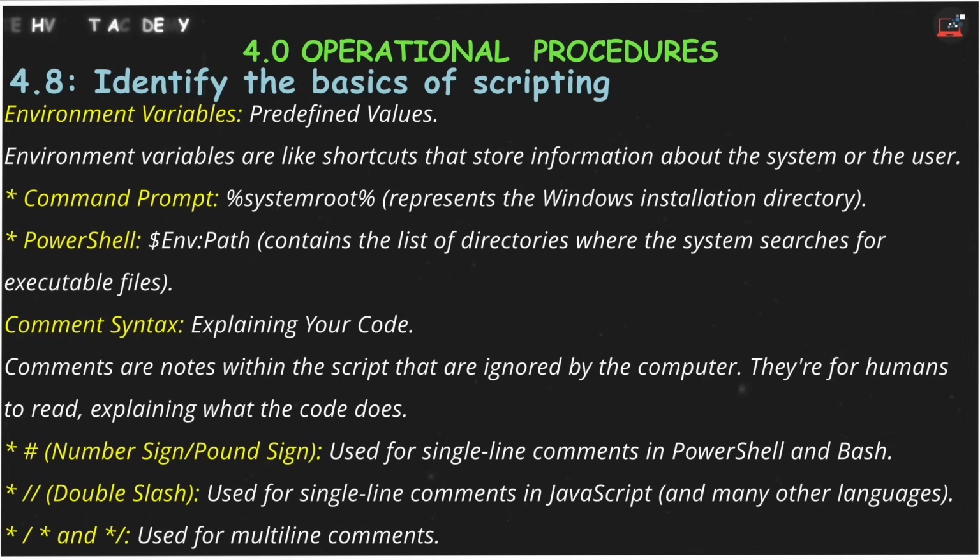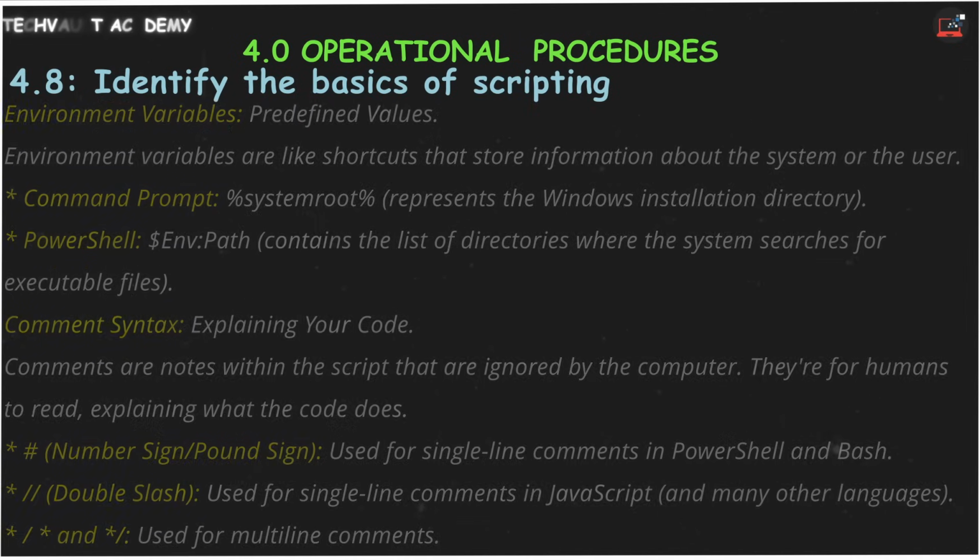Comment syntax, explaining your code. Comments are notes within the script that are ignored by the computer. They're for humans to read, explaining what the code does. The # symbol is used for single-line comments in PowerShell and Bash. Double slash // is used for single-line comments in JavaScript and many other languages. Slash asterisk and asterisk slash are used for multi-line comments.